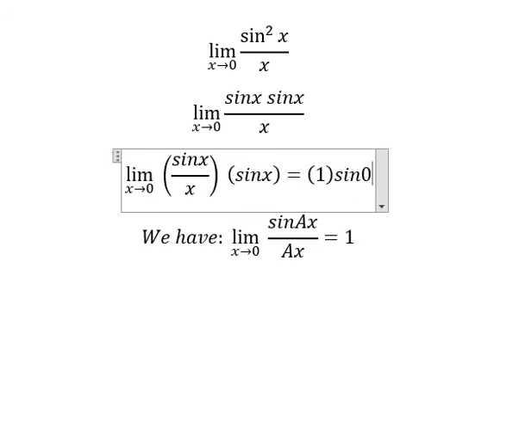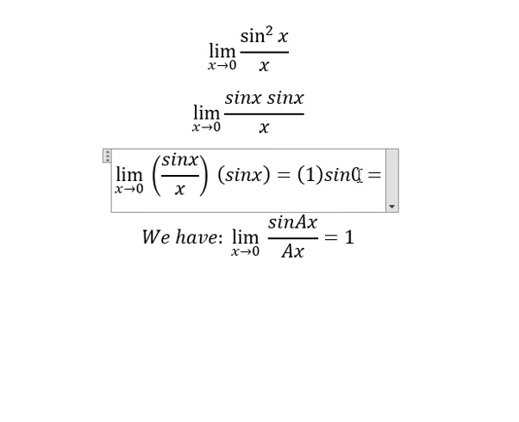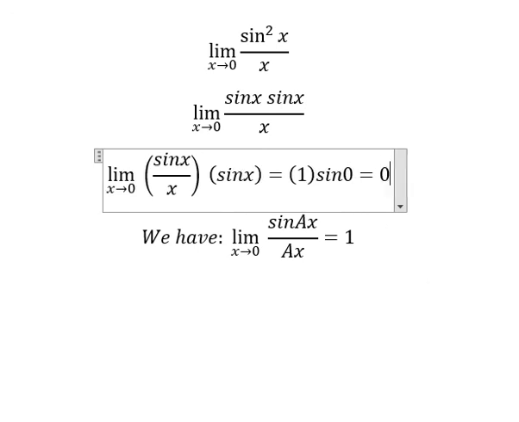And we put number 0 for sine. Sine of number 0, we have number 0. So this one equals number 0. That is the end.